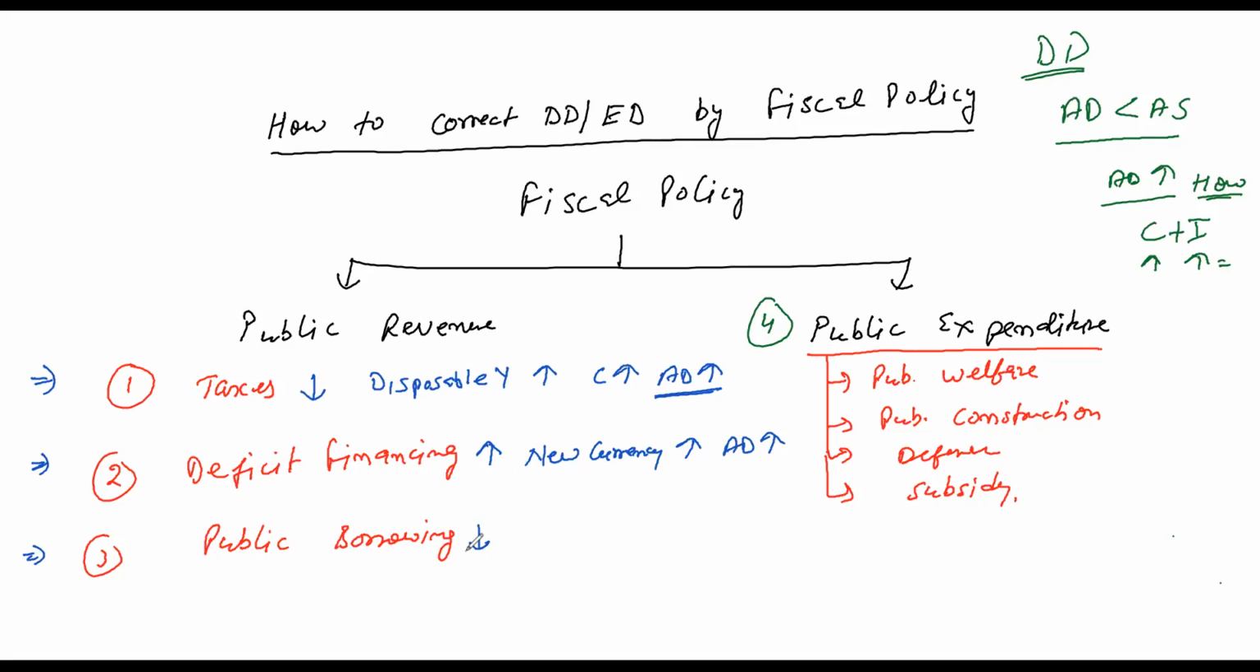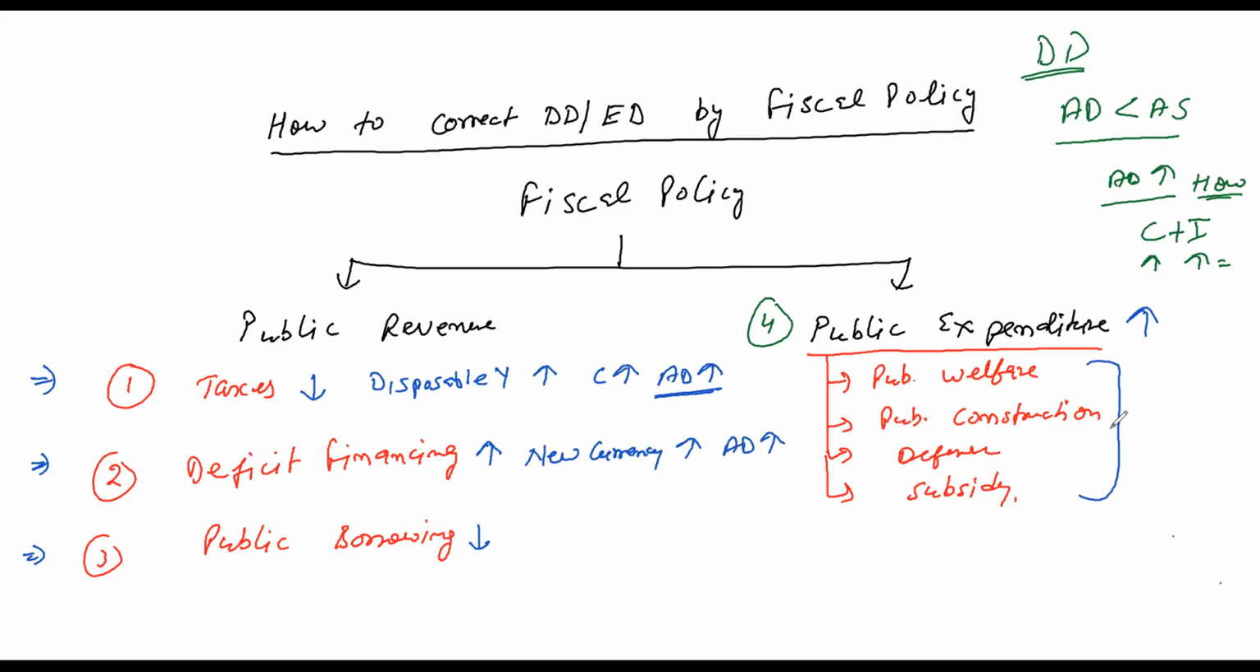So what to do with the government expenditure? Government should increase its expenditure on all these things. If government spends more on public welfare, people will take more advantage. As a result, their consumption will increase. Public welfare such as old age pension, free hospitals, free schools. If these kinds of facilities are provided by the government in more quantity, people will consume more. And public construction should also increase.